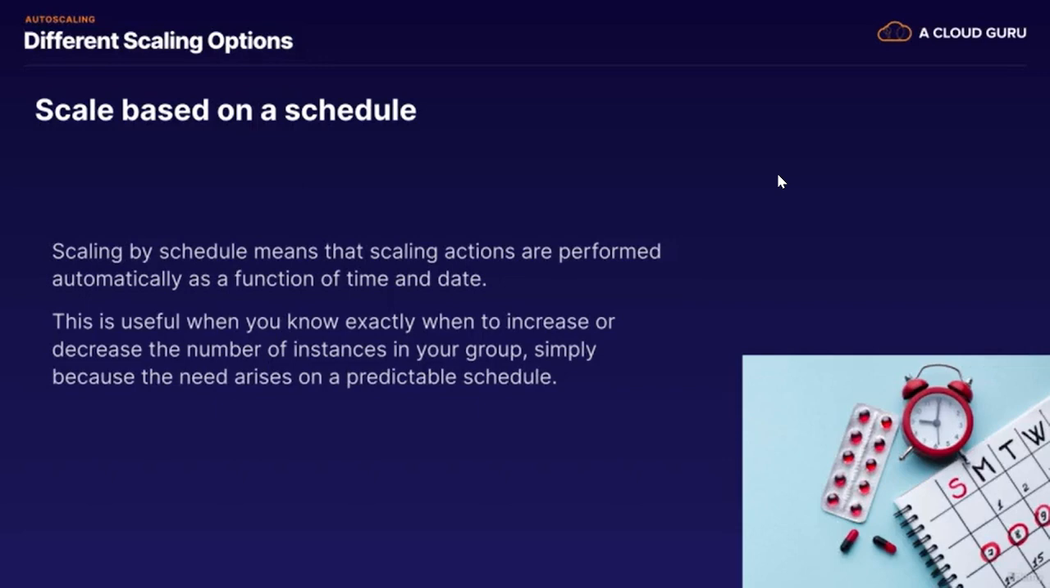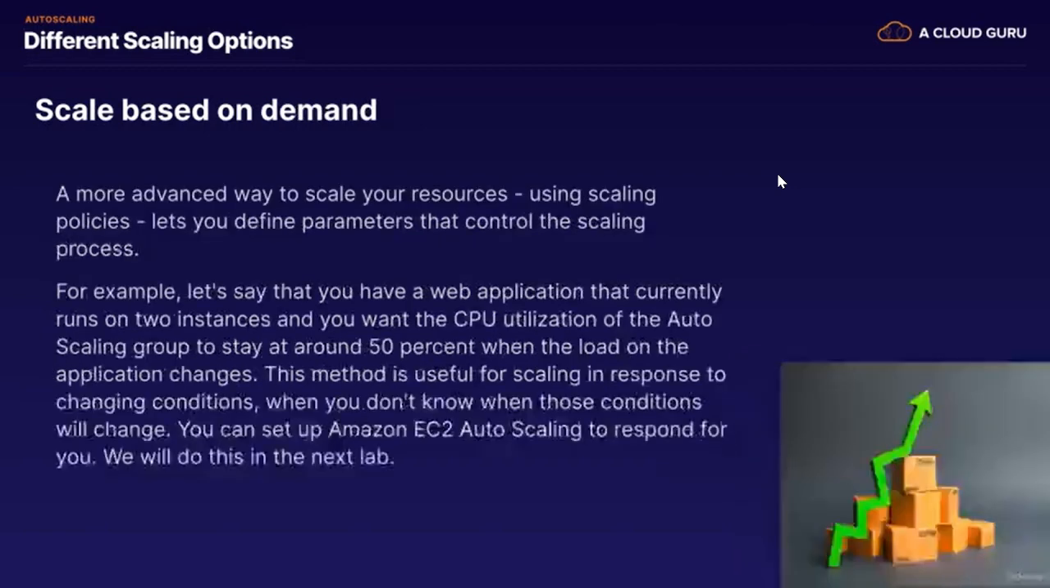We then have scale based on a schedule. Scaling by schedule means that the scaling actions are performed automatically as a function of date and time. So you just say, hey, Monday morning, 9 a.m., I want you to scale to 10 instances, something like that. And this is useful when you know exactly when to increase or decrease the number of instances in your group, simply because the need arises on a predictable schedule.